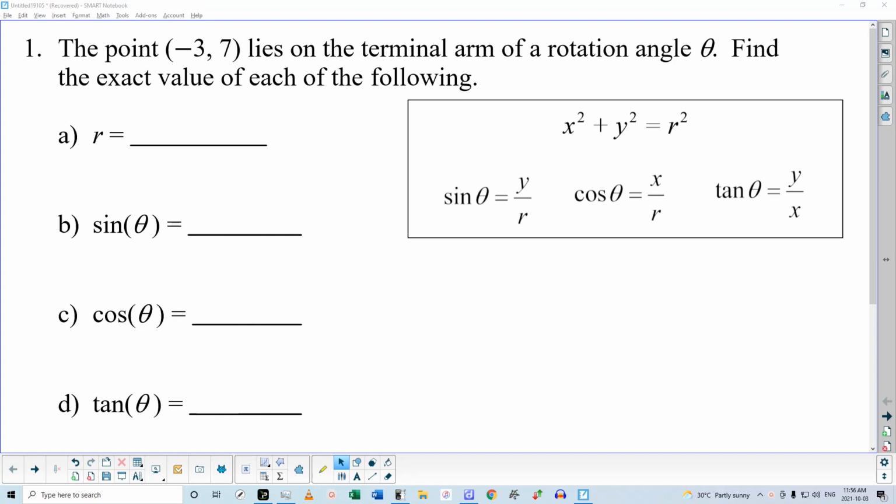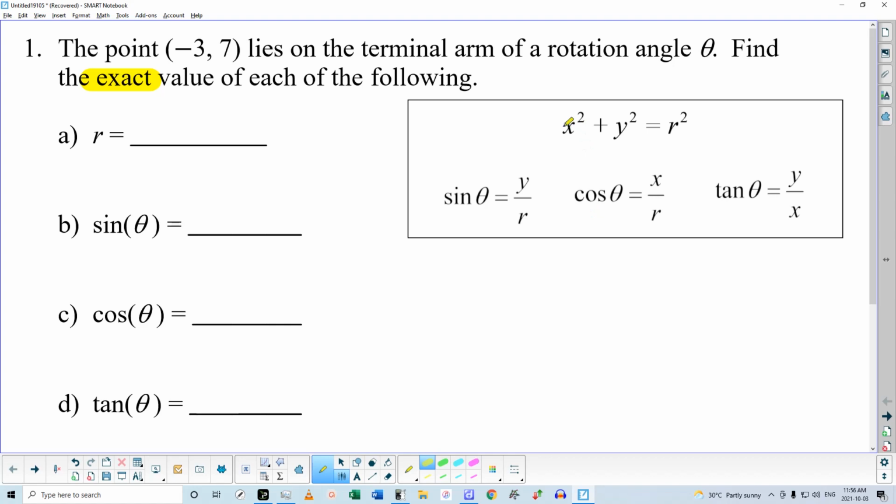So the first question on the quiz gave you a point that lies on the terminal arm of a rotation angle, and you were told to find the exact value of each of the following. That word exact is important. We'll get to why it's important in a minute. But the first thing you're asked to do is find the value of r.